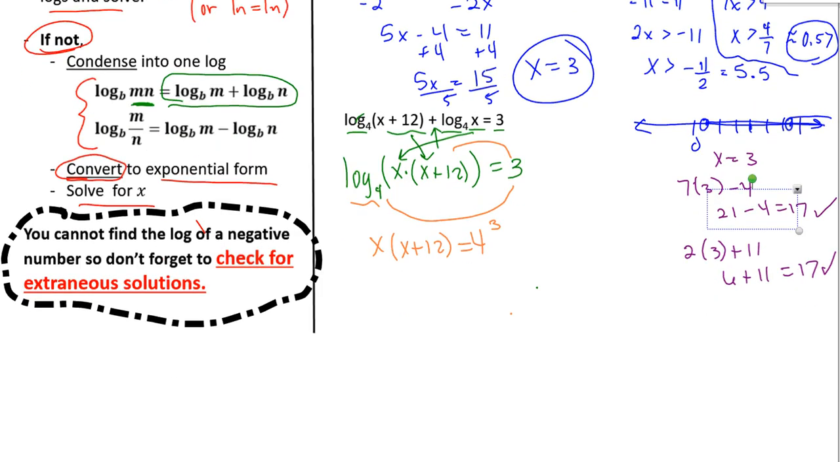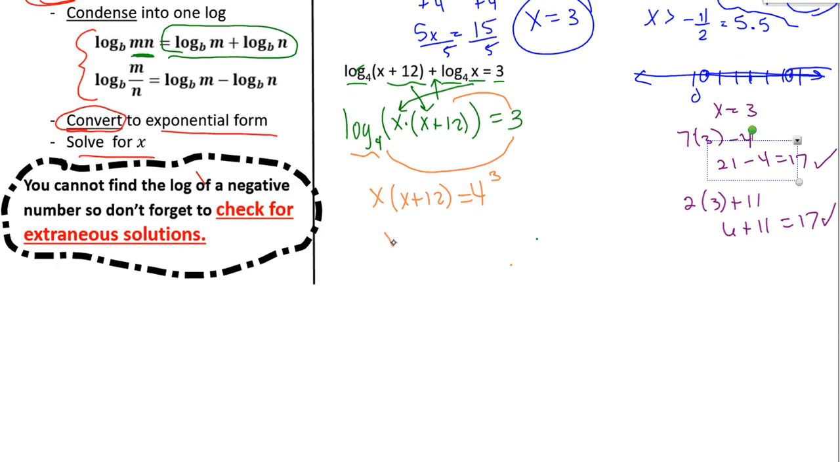And that's a regular old quadratic. We love quadratics. Distributing over here, I get x squared plus 12x equals 64. Okay, x squared plus 12x, got to get it equal to 0, minus 64 equals 0. Okay, now I'm going to try and double bubble it. Multiplies to negative 64 and adds to positive 12. That's going to be positive 16 and negative 4.